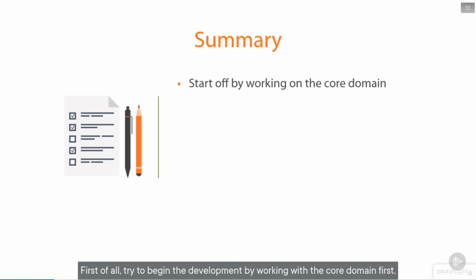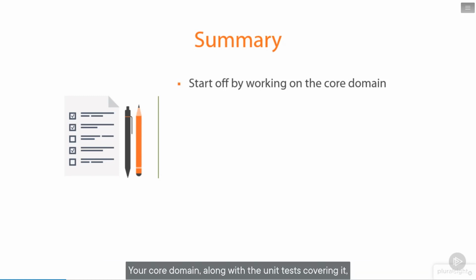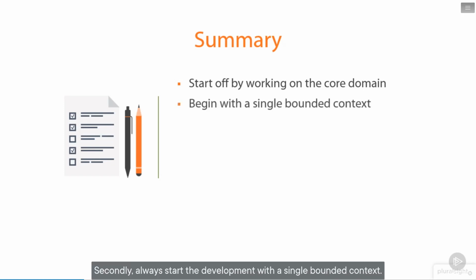First of all, try to begin the development by working with the core domain first. Your core domain, along with the unit tests covering it, is the most important part of the application you are building. Secondly, always start the development with a single bounded context. There is little value in dividing your application into several pieces up front, as you usually don't have enough information to make a competent decision about the proper boundaries at this point.